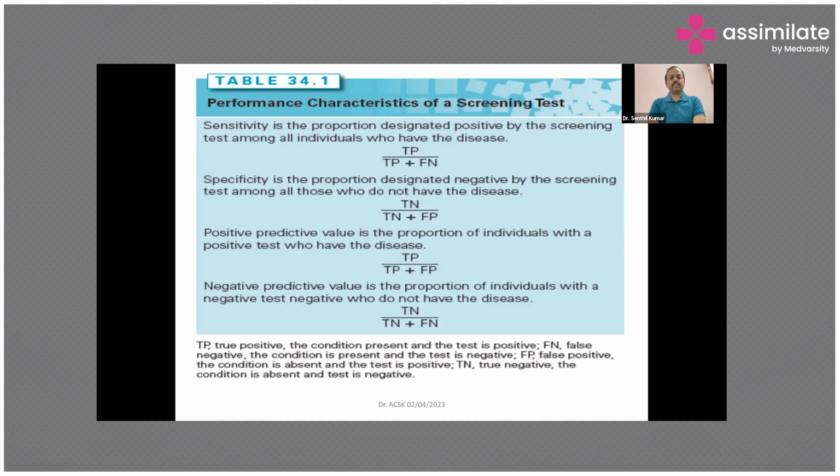Positive predictive value is the proportion of individuals with a positive test who will actually have the disease. It is true positives out of true positives plus false positives. And negative predictive value is the proportion of individuals with a negative test who do not have the disease. So that will be true negatives divided by the sum of true negatives and false negatives. If you understand this slide, you will understand that a cancer screening test has to be more sensitive and less specific. Next slide, please.